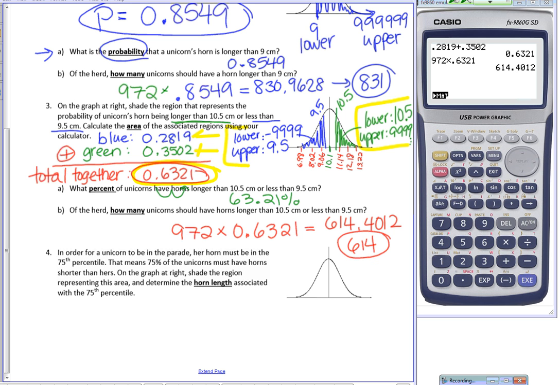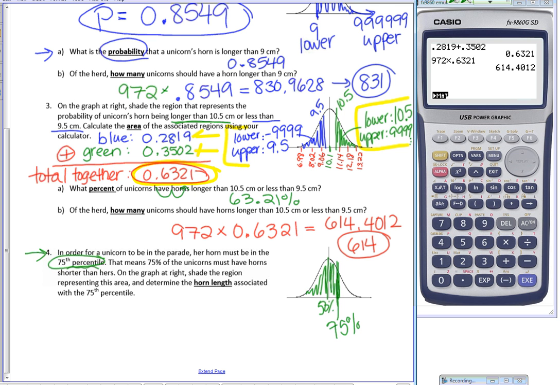All right, on number 4, in order for the unicorn to be in the parade, her horn must be in the 75th percentile. So that's a new word, percentiles, and that means that 75% of the unicorns must have horns that are shorter than hers. So if you're 75th percentile, that means 75% of people are below you. So you're in the top portion of the information. If we want to be 50th percentile, that'd be right smack in the middle. So if I want to be 75th percentile, I'm going to be somewhere up here-ish.